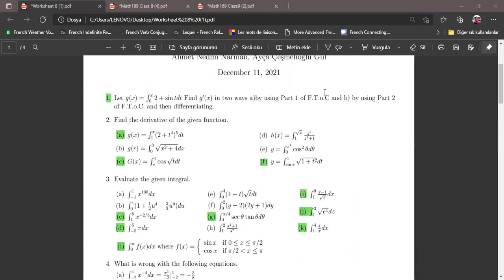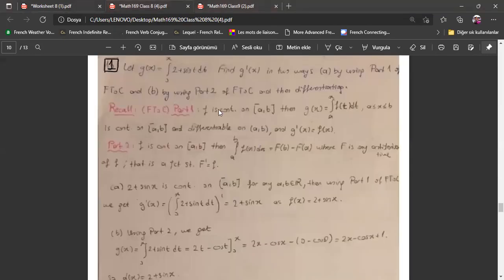It's about the fundamental theorem of calculus. So here you have the recall. We're given a function g of x, and we will find its derivative g prime of x. It's given by an integral of a function, 2 plus sine t, right? Now we will find g prime in two ways. First, we will apply the first part of this theorem and then the second one.